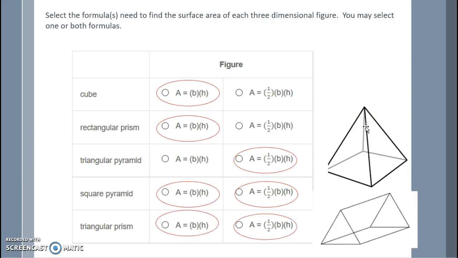And then a triangular prism, we would need both of them because we would have three rectangles and then 2 triangles for the bases.